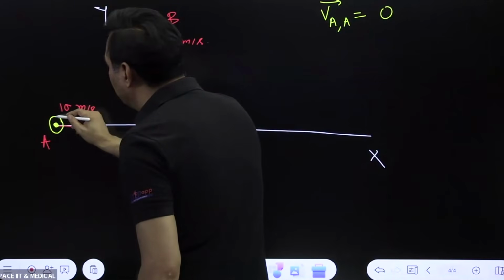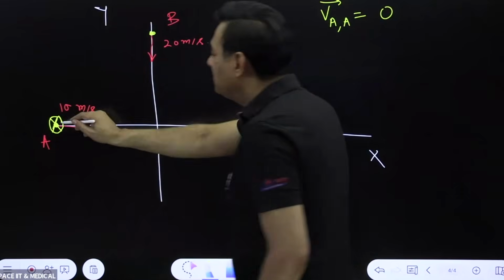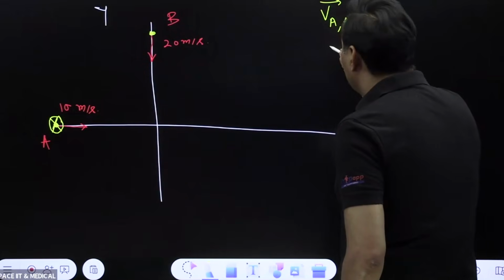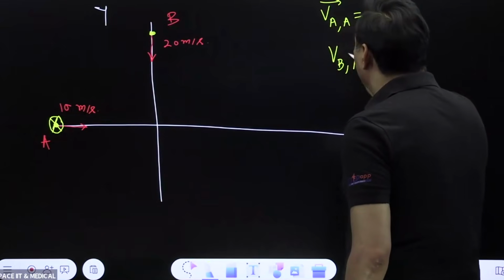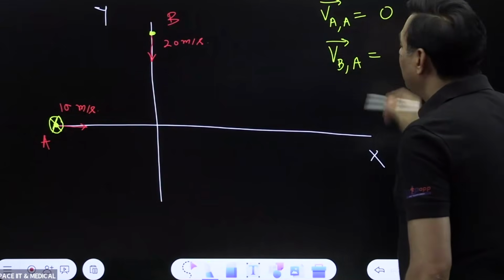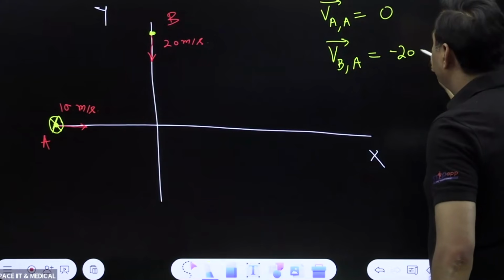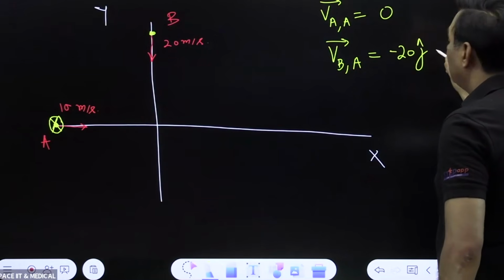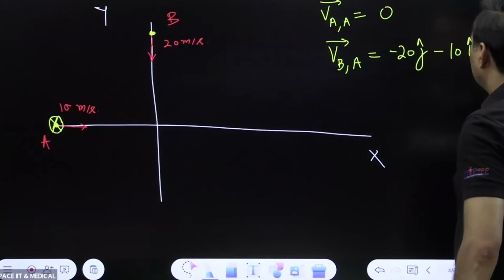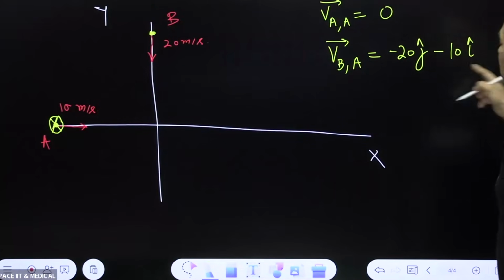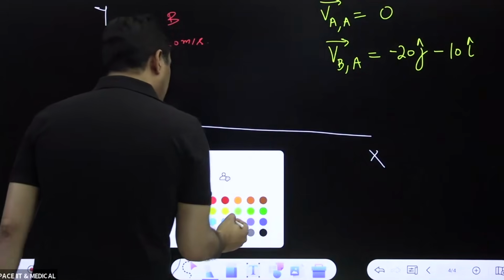He will feel he is not moving at all. So he has come to rest here, it seems to him, and we feel this from his frame. He is still. Now let's observe B from the brain of A. A is the observer. Velocity of B as observed by A will be: velocity of B is minus 20 j cap and velocity of A is i cap. This is the velocity of B as observed by A. Let's plot this. How is he feeling about his velocity?